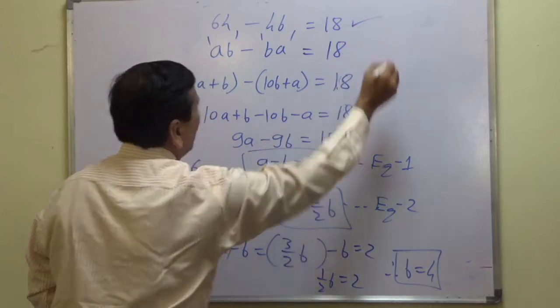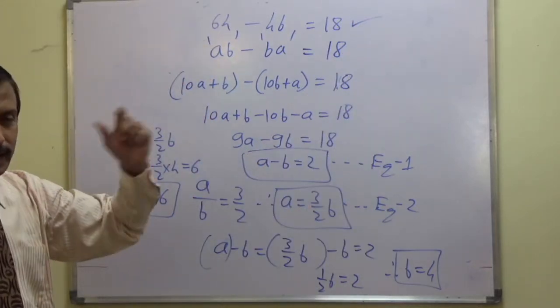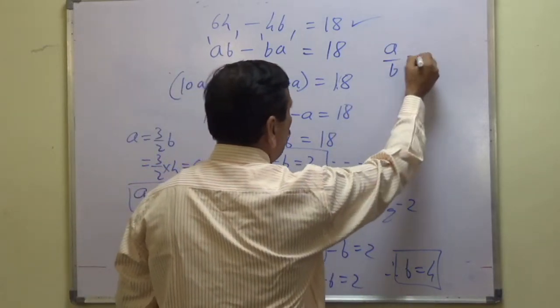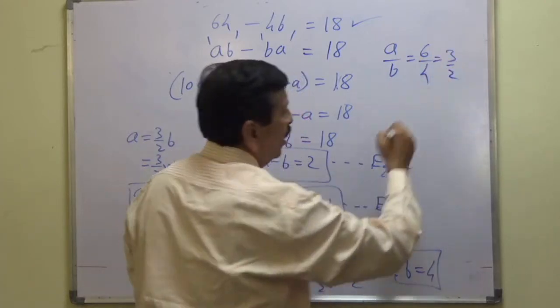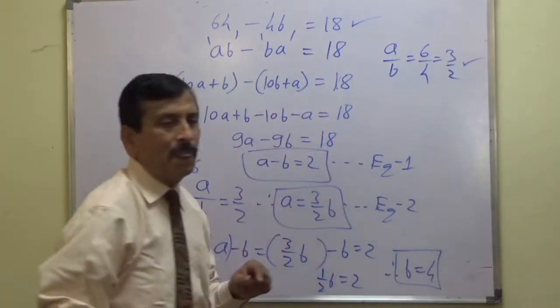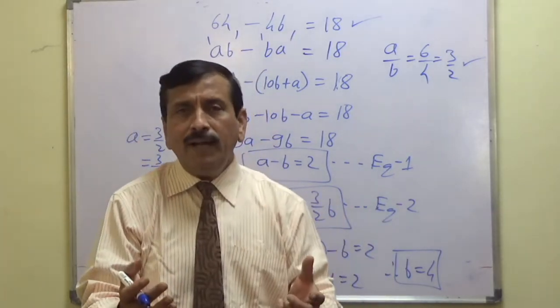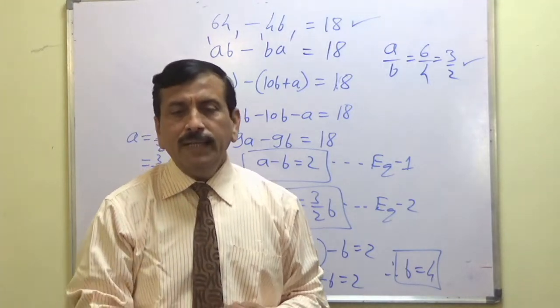Check whether the difference is coming 18 or not. Yes, it is coming. And then further a by b, that is 6 by 4, is coming 3 by 2. So this is also checked. So we are able to get the answer. Thus we formulate the problem and try to solve the simultaneous equations. Let's go to the next example.